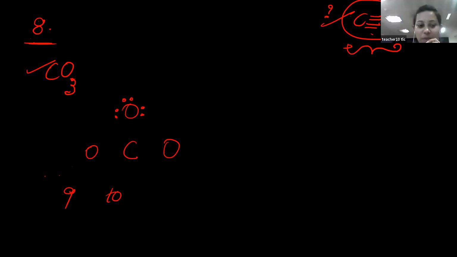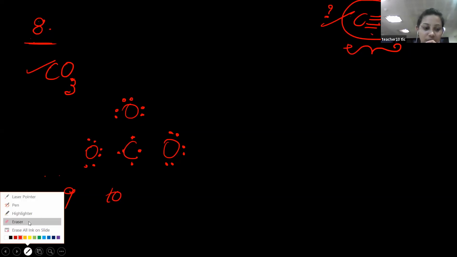Yes, you have to help me because you know the Lewis dot symbol, right? I will write like this. I have written like this, right? You have to arrange this and then help me write the structure. 3 oxygens as well as 1 carbon must satisfy the octet rule.